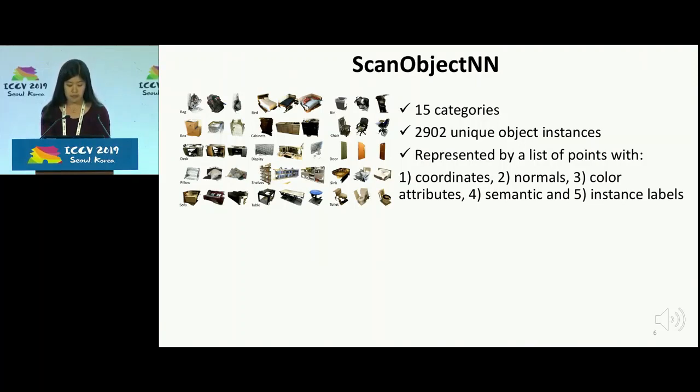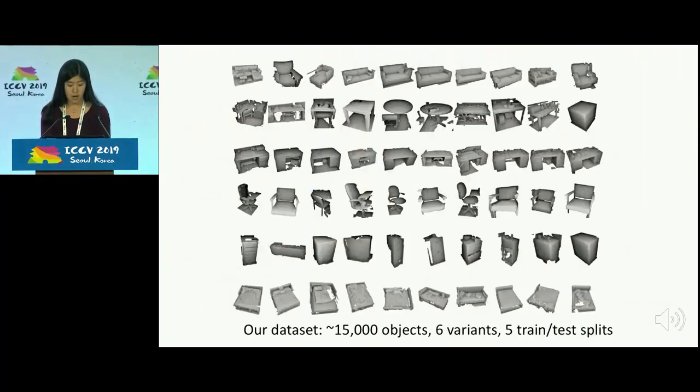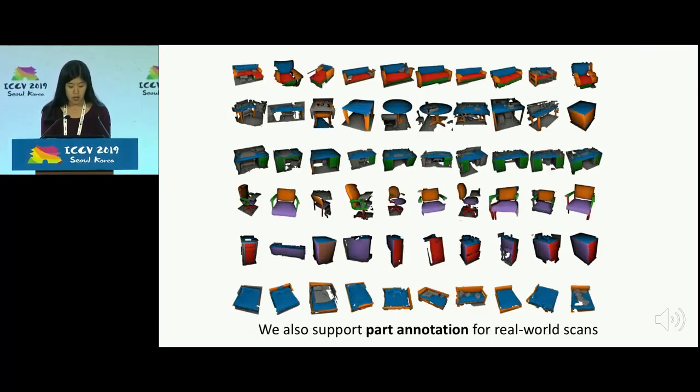Additionally, to further enrich our data, we introduce different object perturbations by perturbing the original bounding box. This is to introduce variations in background, object clutter, and partiality. All in all, our dataset has a total of around 15,000 objects with 6 different variants and 5 train and test splits. We also support part annotation for real-world scans.